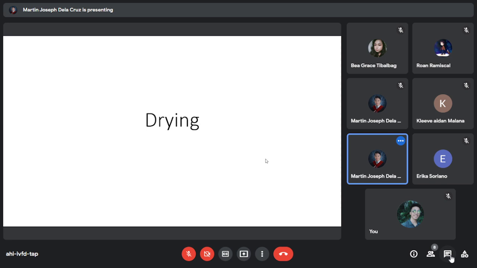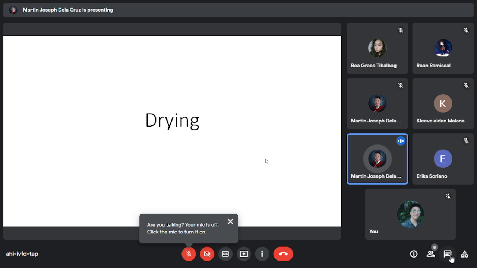So, drying involves the removal of moisture, right? Usually water from a solid, by allowing the composite material to come into contact with a dry medium that supplies the heat needed by the moisture to evaporate. We use drying in removing moisture. So that is the main function or main job of your drying.